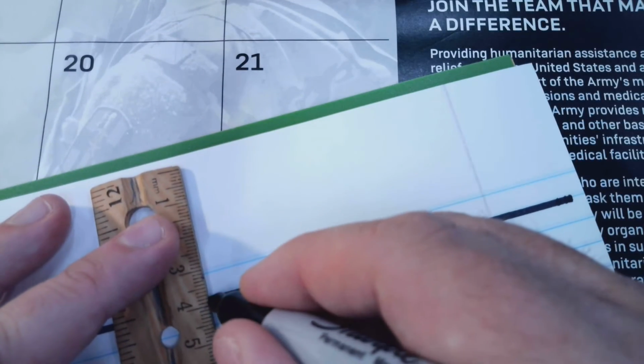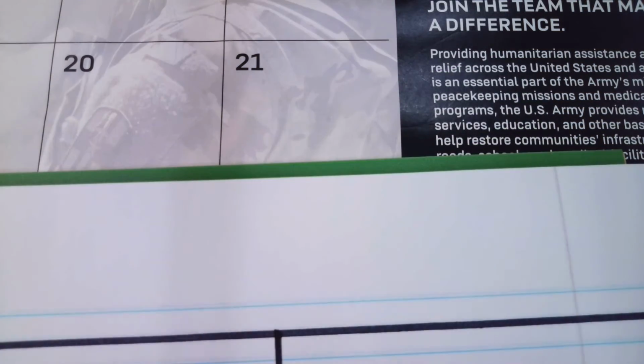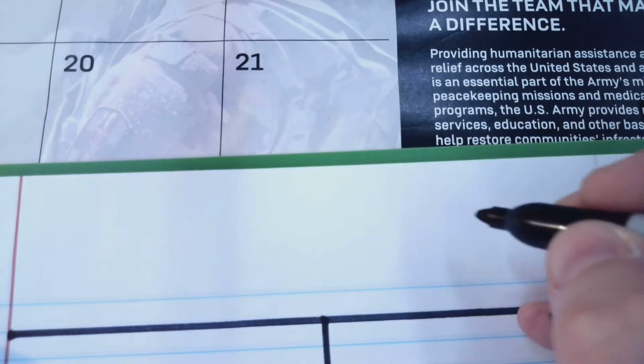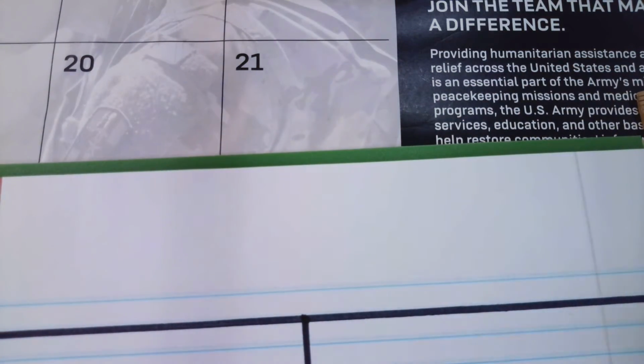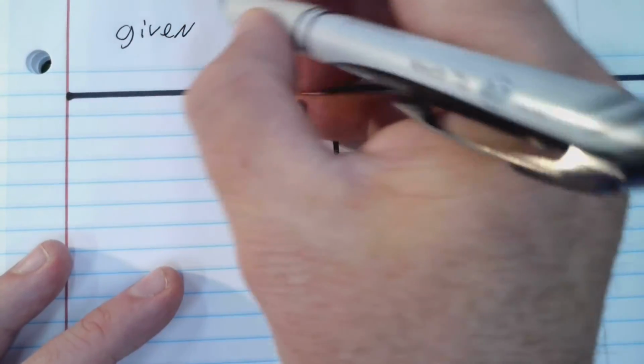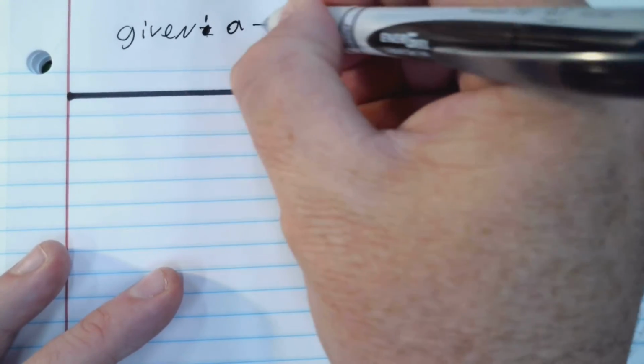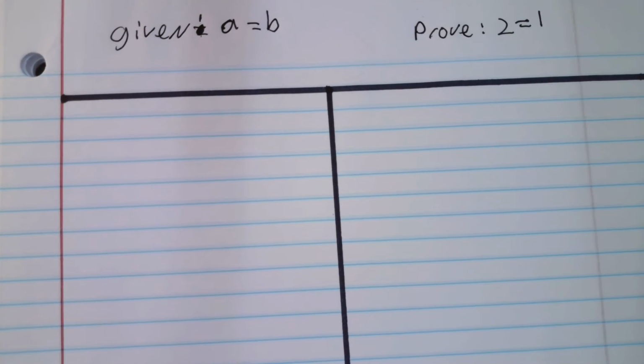So a 2-column proof is going to have 2 columns. Okay? And so the information I'm going to need is I need to know what I'm going to prove. So here's what I'm going to prove: I'm going to prove to you that 2 equals 1. And to start a proof, I have to be given information. And I'm going to be given the information that A equals B. That's all I'm going to be given. Let's make it nice and simple.